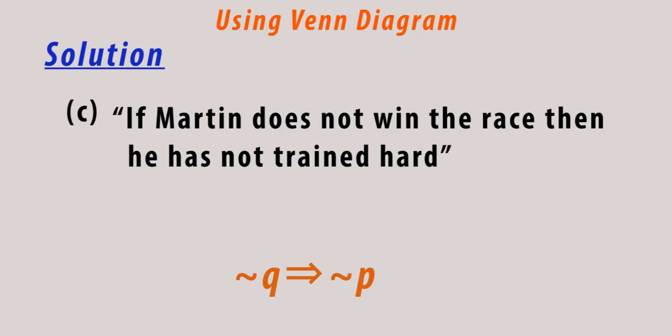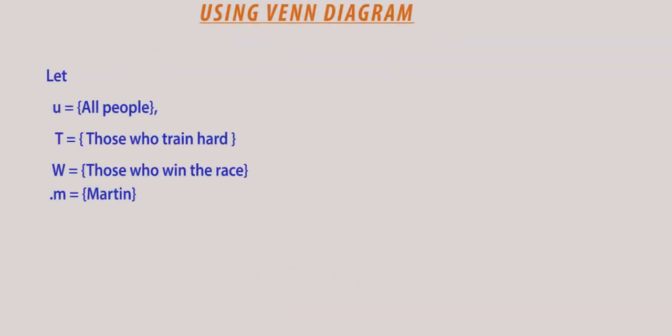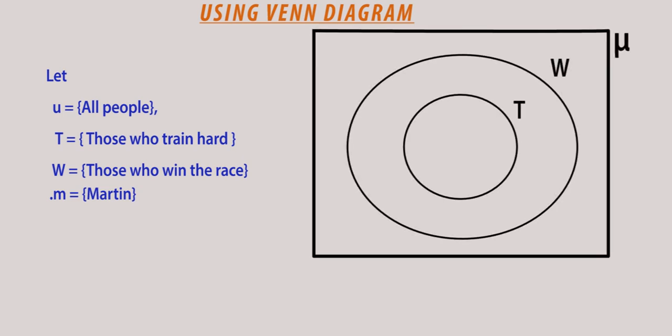So with this same question, we want to use the Venn diagram. Let U represent the set of people. T, the set of those who train hard. W, the set of people who win the race. And then the element M represents Martin.